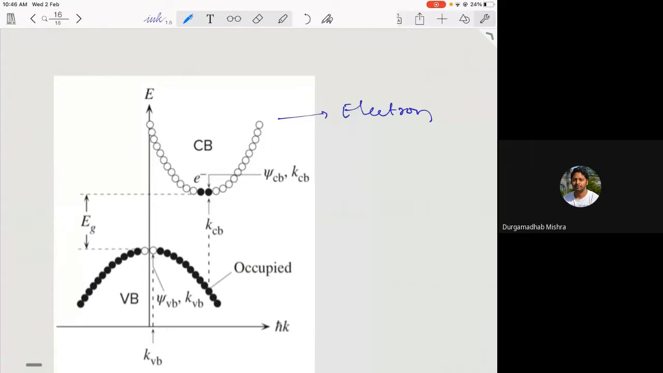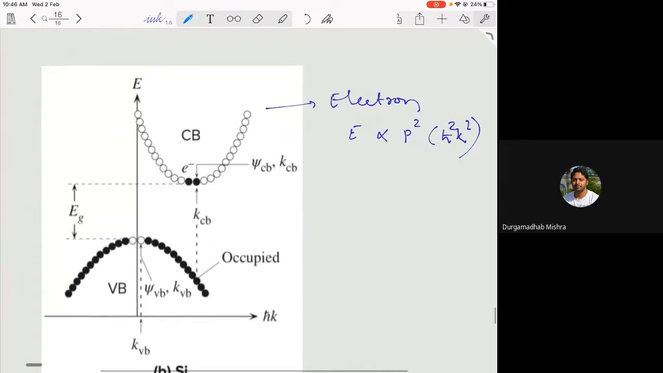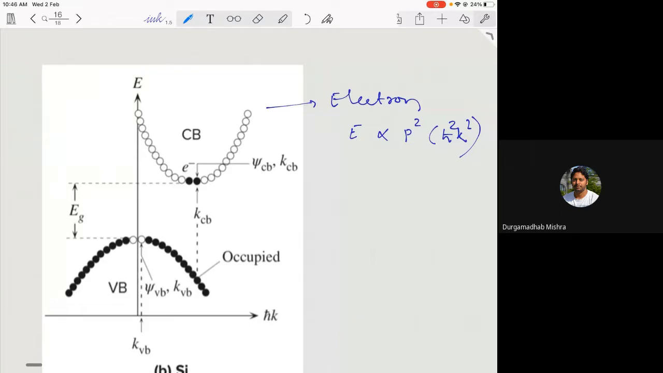This is all parabolic, so we always draw it parabolic because the relation is proportional to p squared, or another way, h cross squared k squared. So E is proportional to p squared, or k squared dependent. So this is therefore a parabolic behavior. This valence band is representing the parabolic behavior of the electron as a function of momentum, and this one is for the hole.